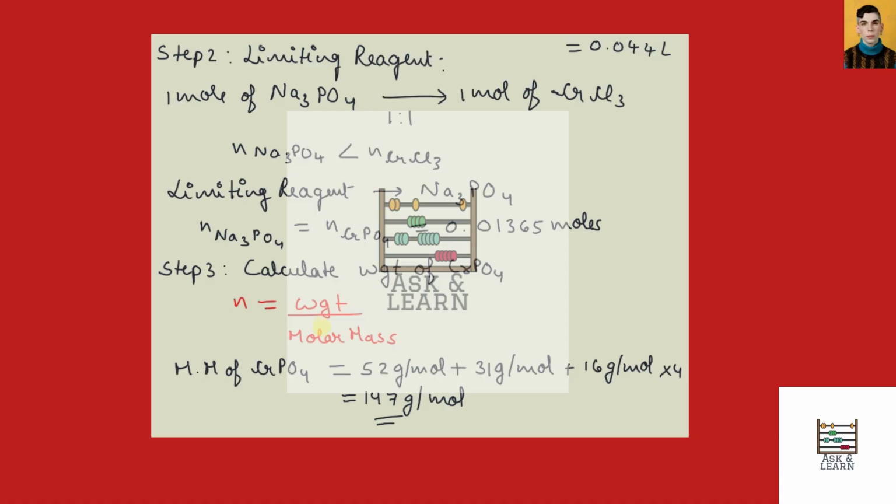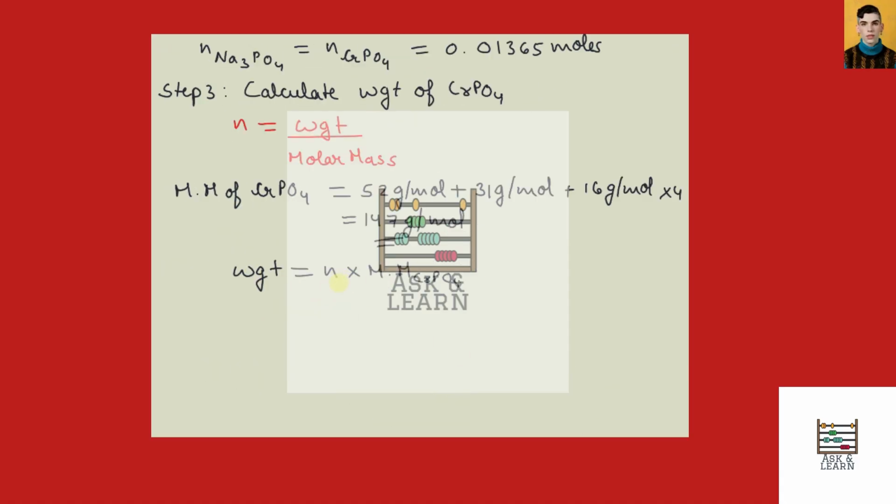Now let's put the value over here to calculate the weight. So here the weight is equal to the number of moles times the molar mass of CrPO4. So here the number of moles calculated is 0.01365 moles, multiplied by the molar mass, which is 147 gram per mole. So by calculating it, we'll get the weight equal to 2.00655 gram. So this is the answer.